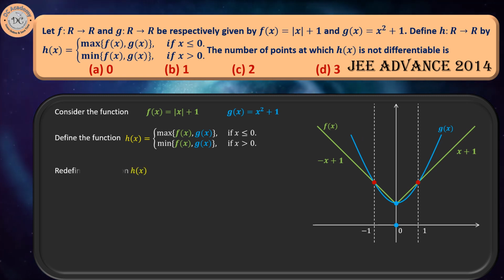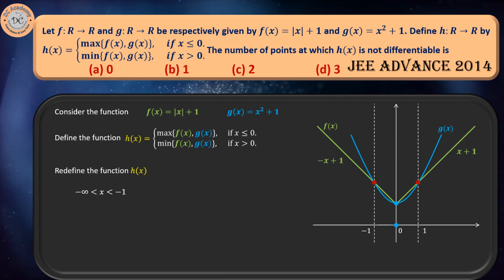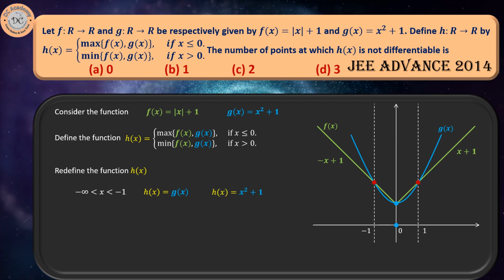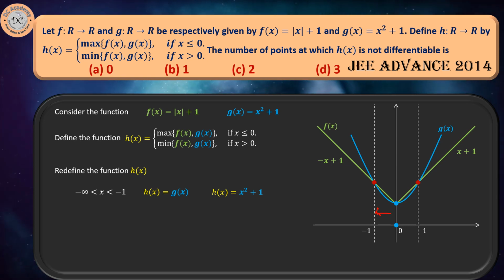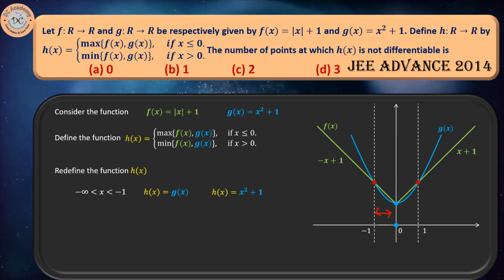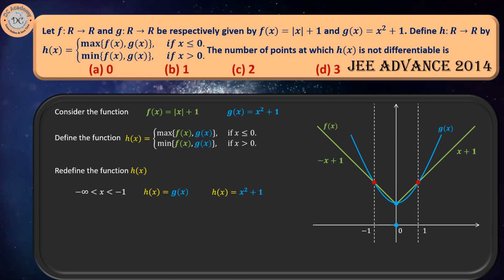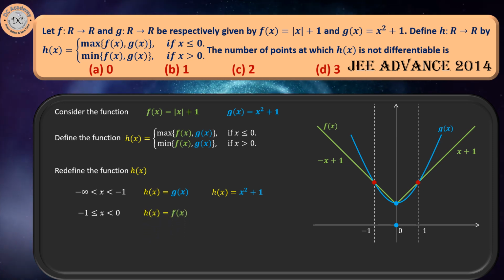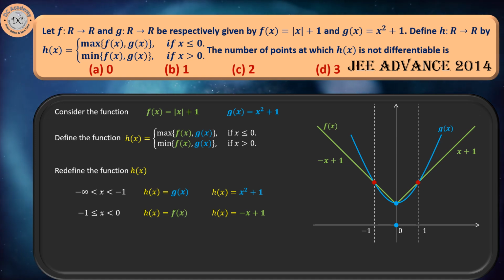So we'll say that when x lies between minus infinity and minus 1, h(x) is equal to g(x), and therefore h(x) is equal to x squared plus 1. So this is the curve. Now, when it lies between minus 1 and 0, which is the largest? You see the yellow one. That means the straight line contains the higher value. So when it lies between minus 1 and 0, h(x) is equal to f(x), and then h(x) is equal to minus x plus 1.